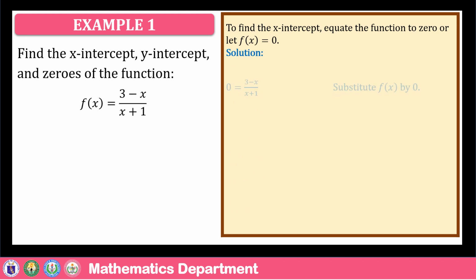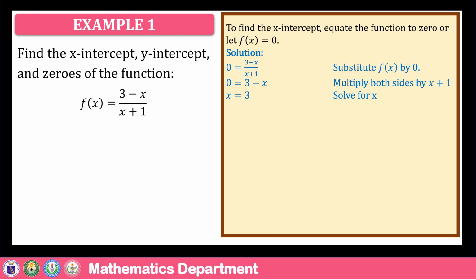So with that, we substitute f of x by 0. As a result, we have here 0 is equal to 3 minus x over x plus 1. Pagkatapos niyan, i-multiply natin both sides by x plus 1. So, ang magiging result natin ngayon, 0 is equal to 3 minus x. And then solving for x, we will have x is equal to 3. Thus, the x-intercept is at 3, 0. So, ibig sabihin, pag grinaph natin yung ating function dito na f of x equals 3 minus x over x plus 1, ito ay dadaan sa ating x-axis sa point na 3, 0.